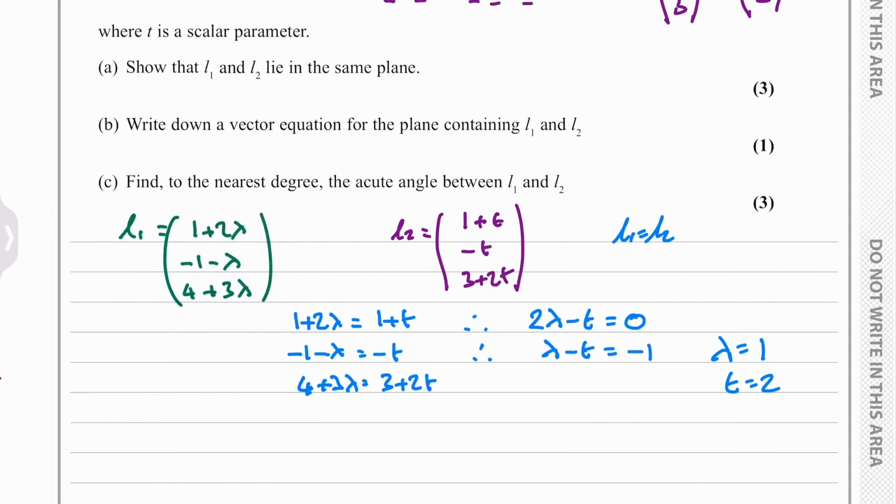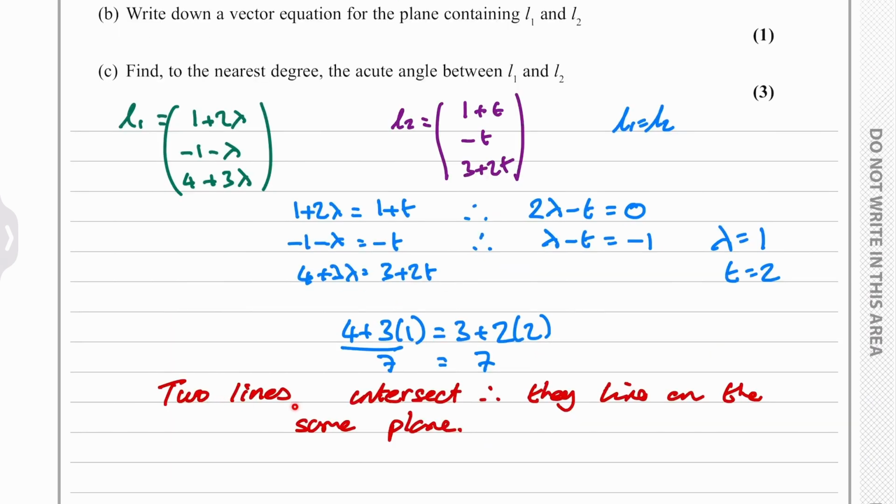So now we need to show that this statement is true using these values of lambda and t. So 4 plus 3 lots of lambda should equal 3 plus 2 lots of t. We get 7 does equal 7. So what we say is, the two lines intersect, and therefore they lie on the same plane. Okay? Part B, write down the vector equation for a plane containing L1 and L2.